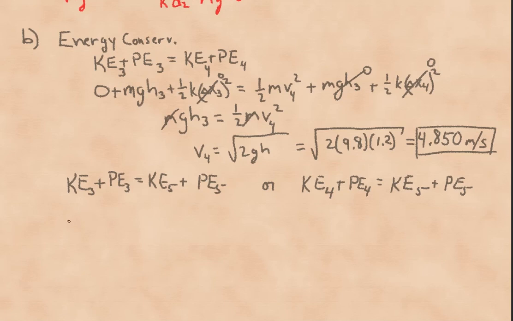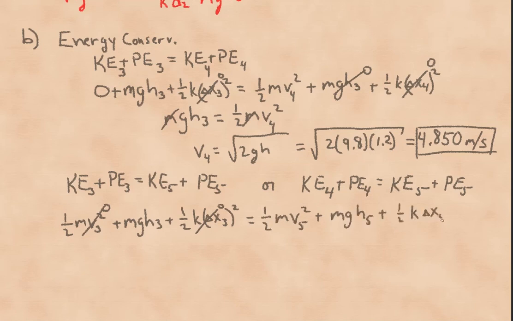So again, in position 3, I have kinetic energy of 0 and a spring potential energy of 0. In position 5, I have 0 kinetic energy, but I do have a non-zero gravitational potential energy and a non-zero potential energy in the spring, because the spring is compressed in position 5.